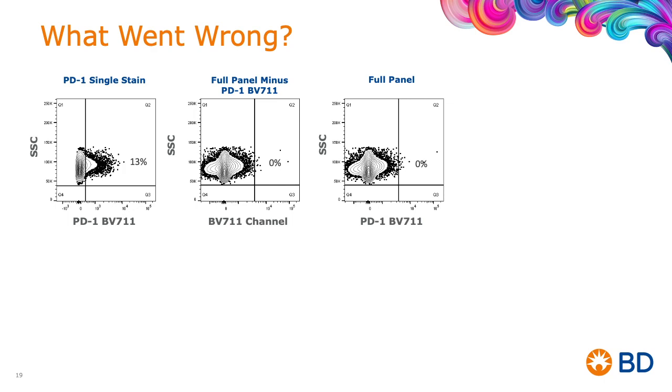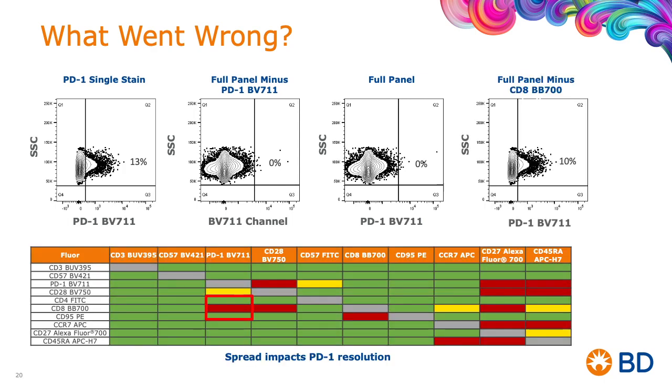And the result of that, when we now run the full panel, this includes also PD1, we will be measuring basically no positive cells for PD1. And that's because the real signal has been confounded and buried in the background that we assessed. So why did this happen? And what went wrong? And to determine what went wrong, we are going to go back to that spread matrix.